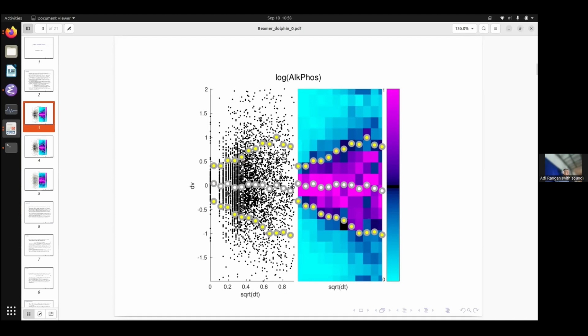And the scatter plot here is the data collected across all the dolphins. And this scatter plot in the back, these black dots, is kind of a mess. There's a lot of overlapping signal. It's hard to see what's going on. So what I've done is I've binned this in time. So I've divided this into kind of vertical strips for various time bins, as you can see over here.